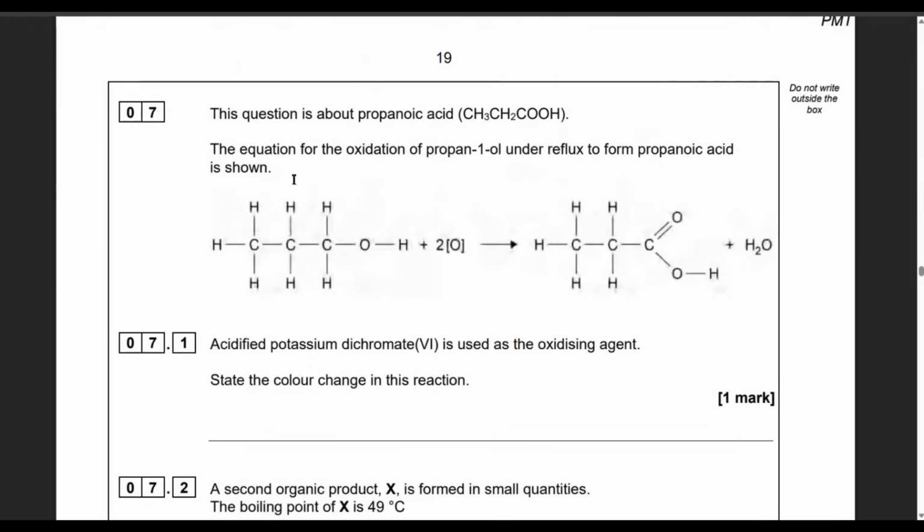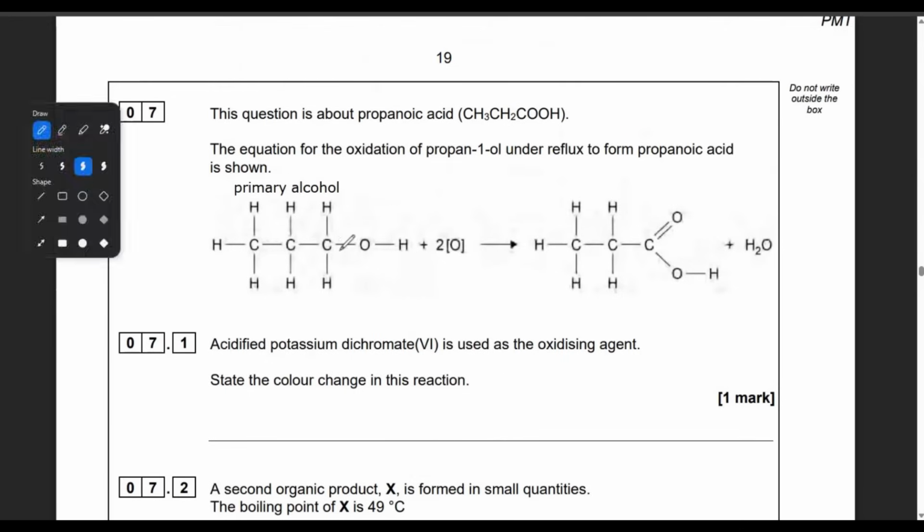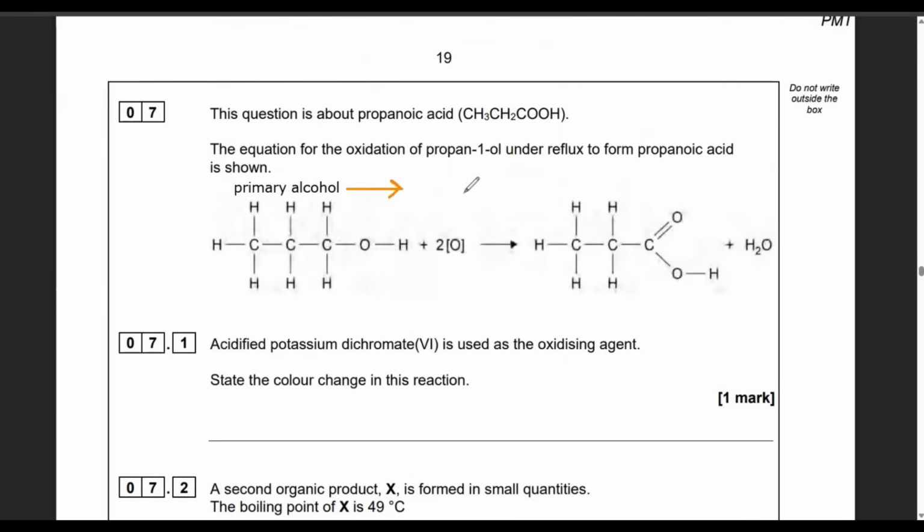And you look here, we've got a primary alcohol. Why is this a primary alcohol? The OH group is attached to a carbon with 2 hydrogens attached. So this is a primary alcohol. And primary alcohols, when you oxidize them with potassium dichromate, if you're not refluxing, you're going to get an aldehyde. And then if you reflux, you're going to further oxidize them to a carboxylic acid. So we're looking at the oxidation to a carboxylic acid here. But of course, just because it's been under reflux, there will be very small quantities of the aldehyde.